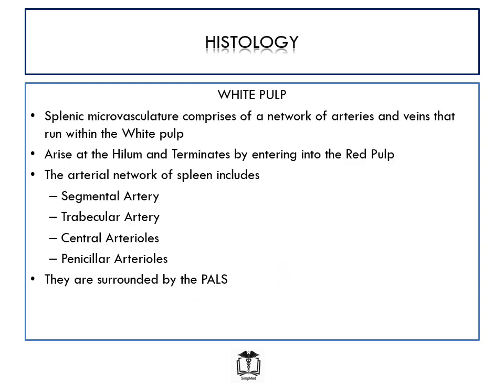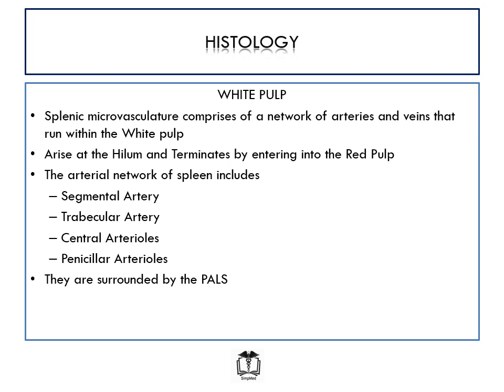The last aspect of the white pulp includes the splenic microvasculature. This comprises a network of arteries and veins, arterioles alongside venules, that run within the white pulp. If we are to talk about them, first of all, we have to trace back the blood supply of the spleen, go from the macrovascular components, and then trace it down to the microvascular components that we then see in the white pulp. So in the blood supply, we start from the splenic artery. The splenic artery enters the spleen at the hilum and then further divides into segmental arteries. Segmental arteries would now further divide to form trabecular arteries.